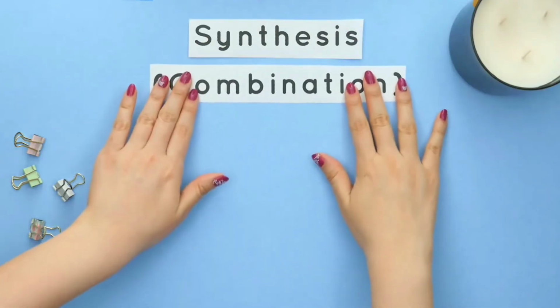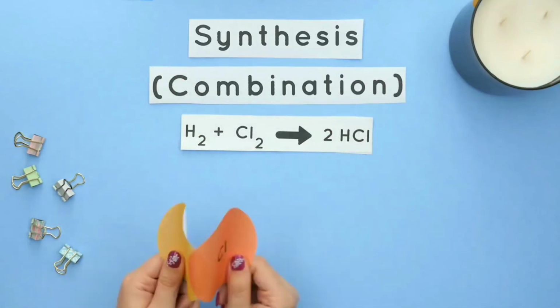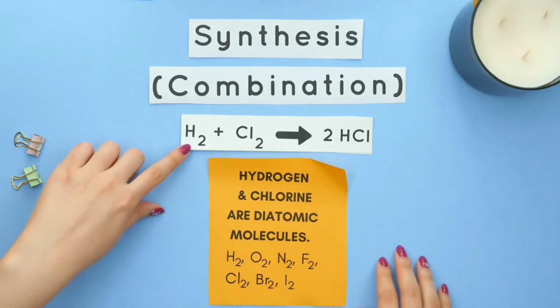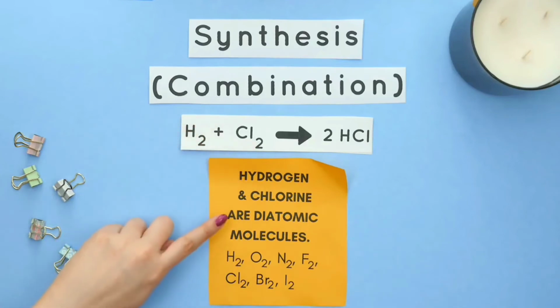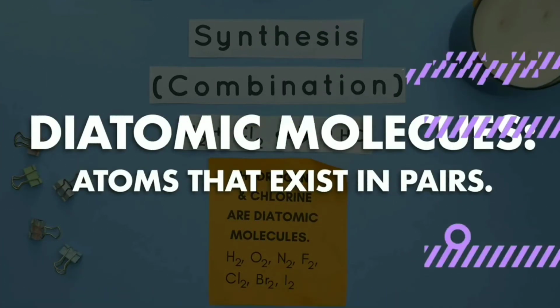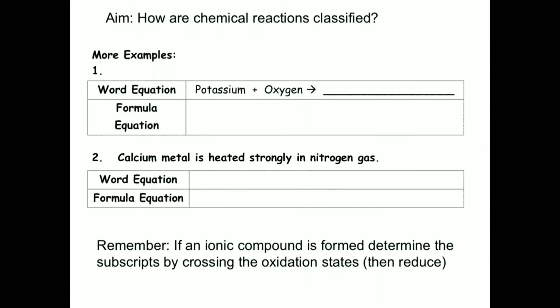Synthesis, or combination. Here's an example. In a synthesis reaction, 2 different reactants combine to form our product. Note, the reason why hydrogen and chlorine have a 2 subscript is because they are known as being diatomic molecules. Diatomic molecules are atoms that exist in pairs. Here is a list of diatomic molecules. In synthesis, it's often easier to write the formula in words. So when potassium and oxygen bond, they form potassium oxide.